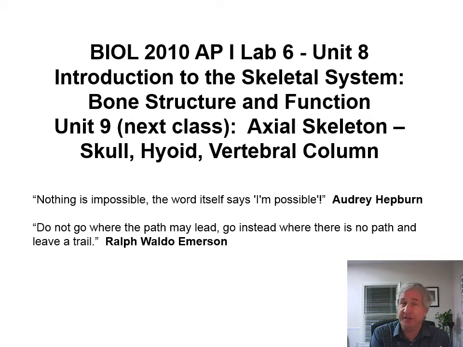We're going to look at the nervous system next, and then the endocrine system and the integumentary system. So what is the skeletal system? That's what we're going to start introducing you to today. We're talking about bone structure and function. In the next class, we're going to talk about the axial skeleton, which is the skull, the vertebral column and ribs. Then we'll talk about the appendicular skeleton, which is arms and legs.